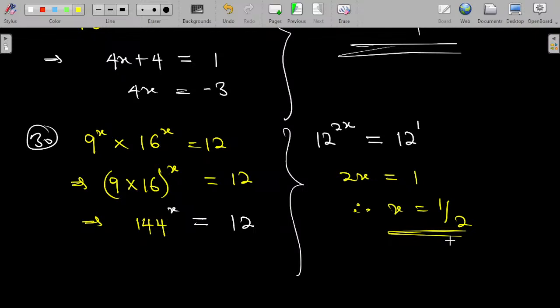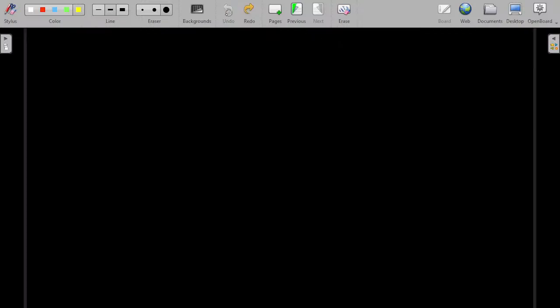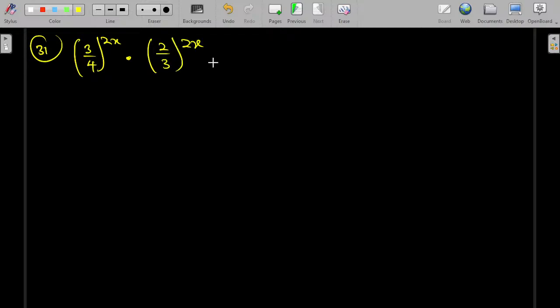So we are just 2 exercises away from completing this section, and my board here is full. So I am going to do just one, and I will leave one as an exercise. So let's go to a new page. Number 31 is given as 3 over 4 raised to the power of 2x multiplied by 2 over 3 raised to the power of 2x also is equal to 8.